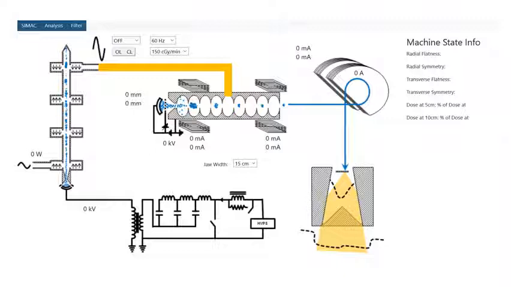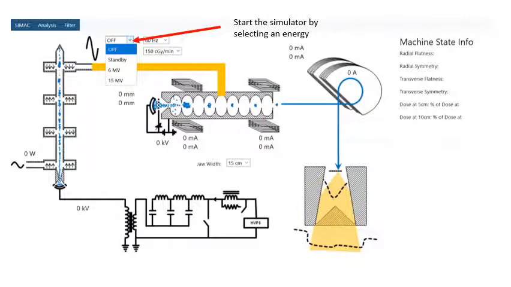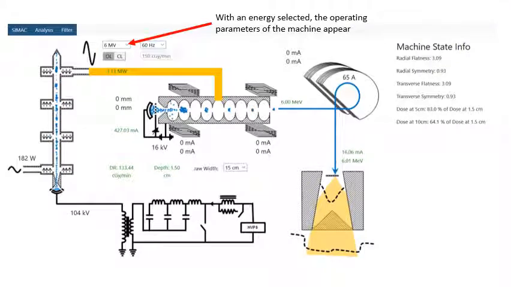In this video, I'll give you an introduction to SIMAC, which is an online linear accelerator simulator. We start the simulator by selecting an energy from the pull-down menu. With an energy selected, the operating parameters of the machine now appear.